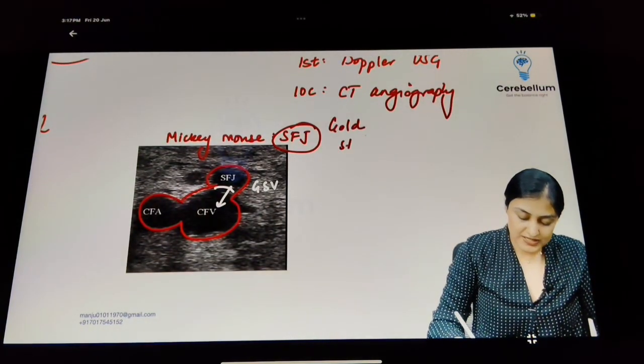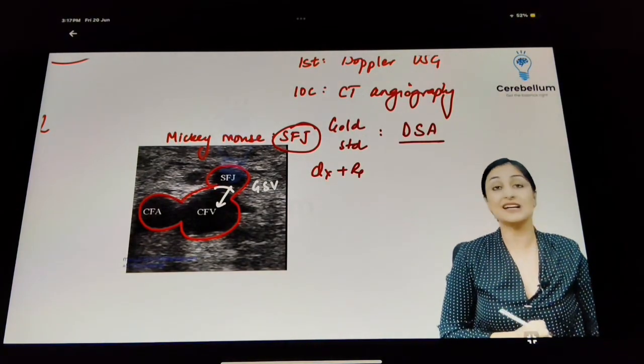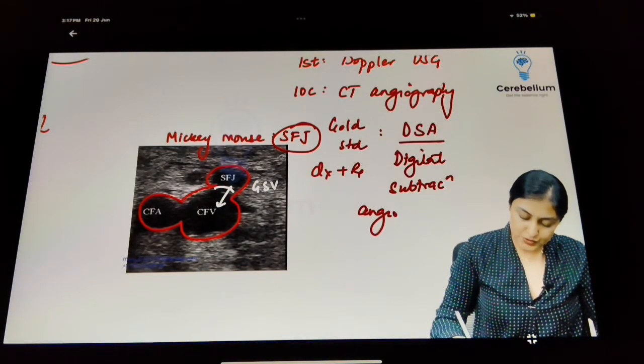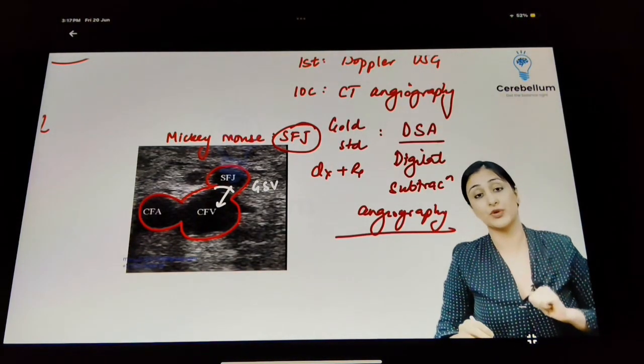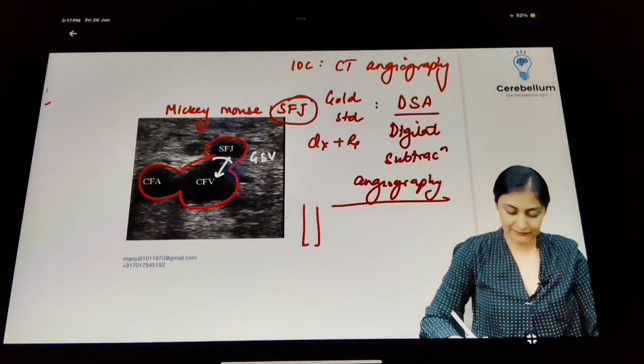But if they ask you what is the gold standard, the term gold standard refers to something which is not just diagnostic but also therapeutic. And that is DSA. What is DSA? It stands for digital subtraction angiography. So this is where now I puncture the femoral artery, I take a catheter and I go inside the vessel, and let's say this is the narrowing I find. So I find the segment of narrowing.